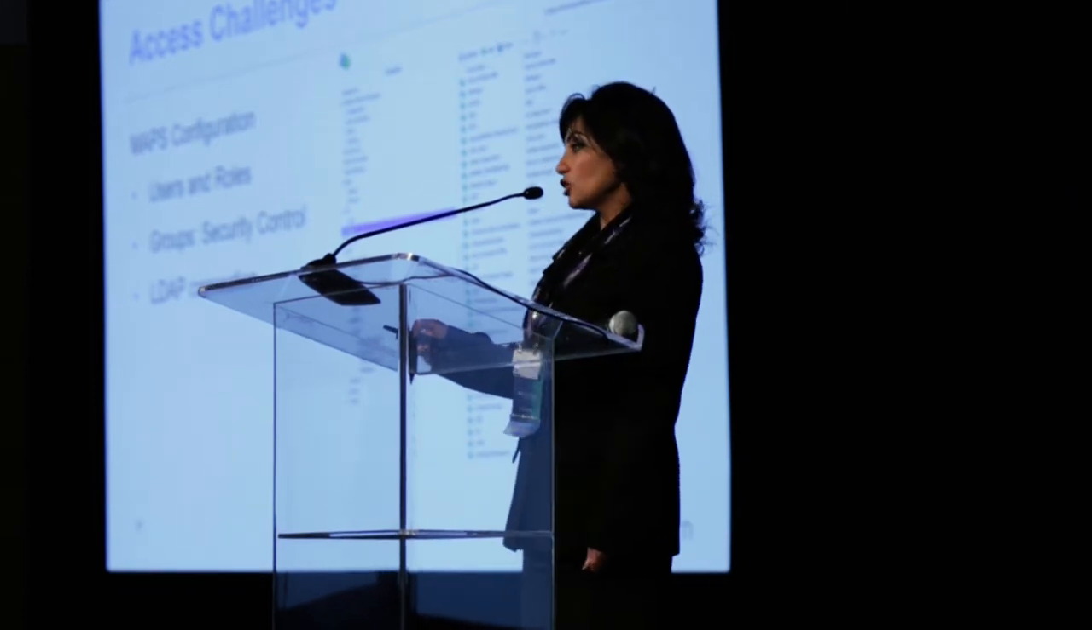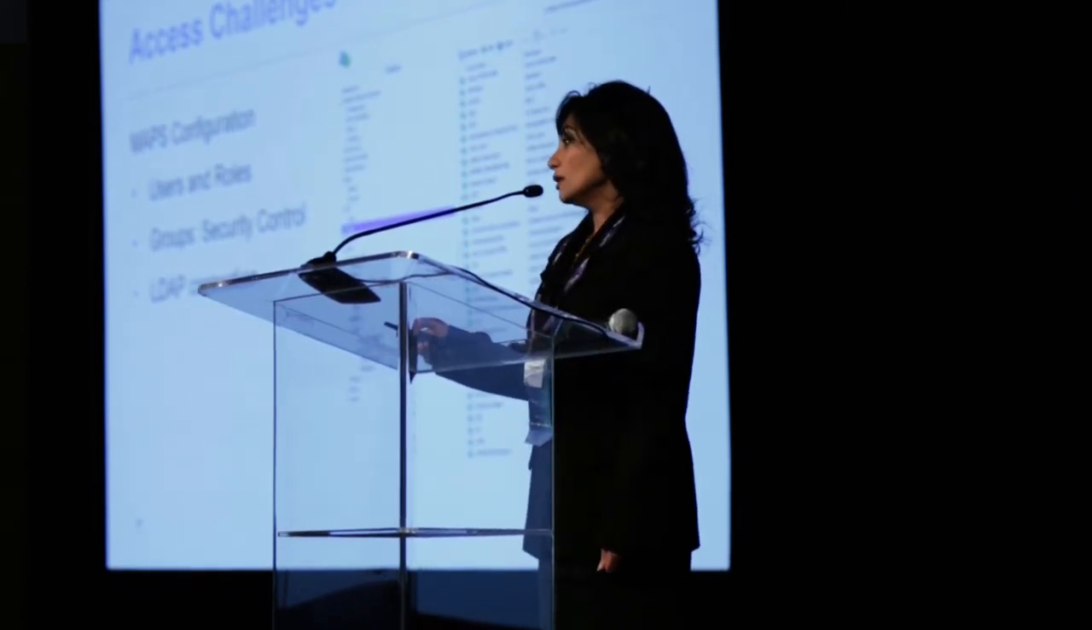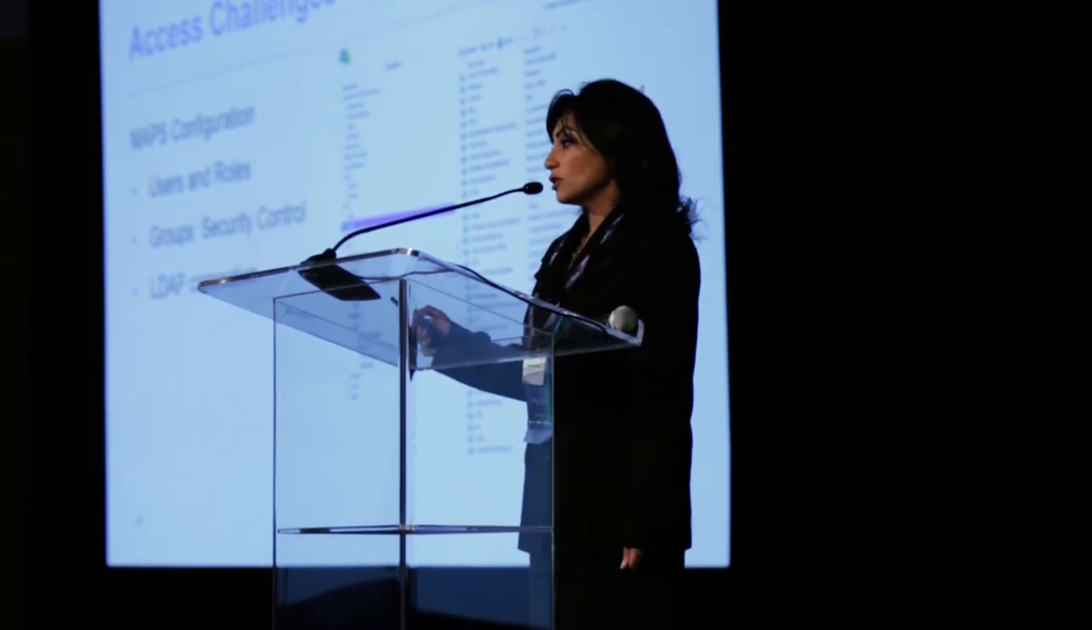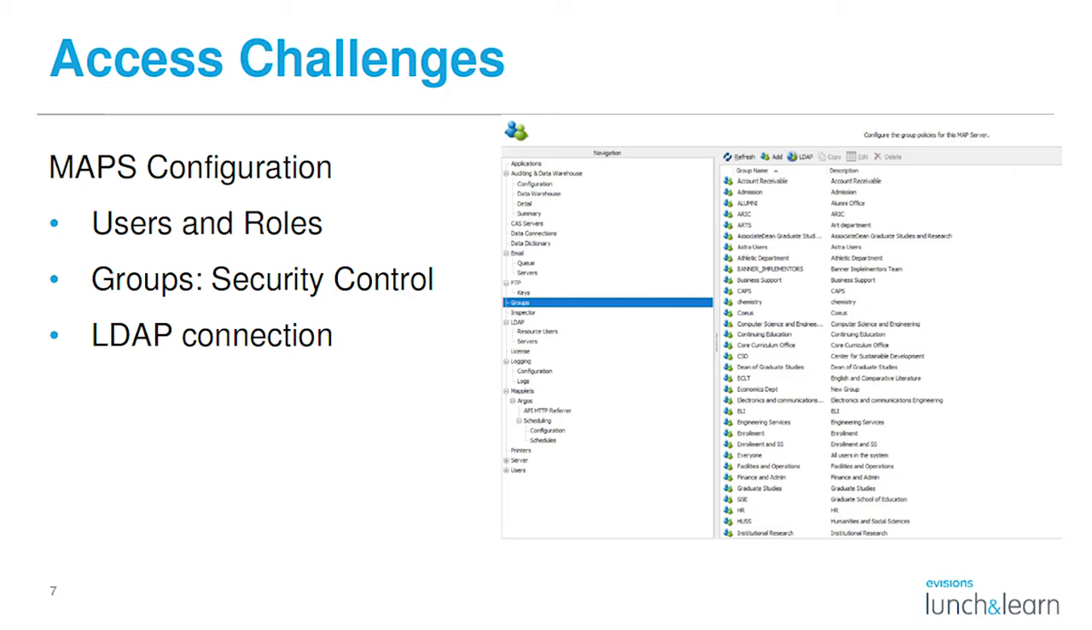Now for the access challenges I've told you about, you can see a screen of the maps configuration. Only admins have access to this, those who have the Argos administration role. Now you have users and groups, and you can link users to different groups. Once you do, they will have access to different folders in Argos and to different functions.